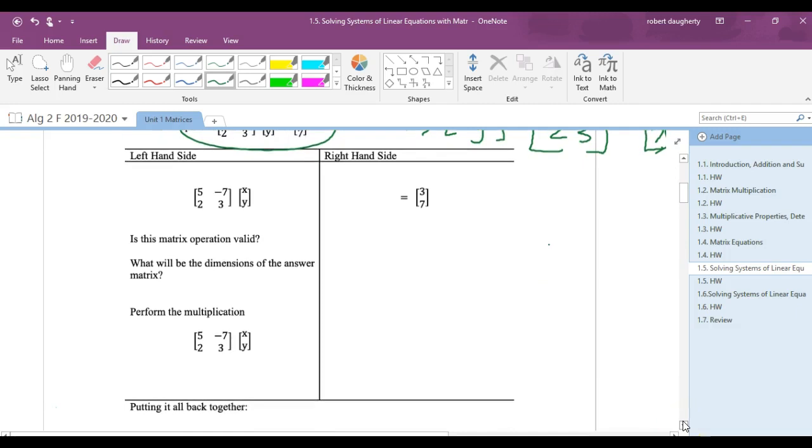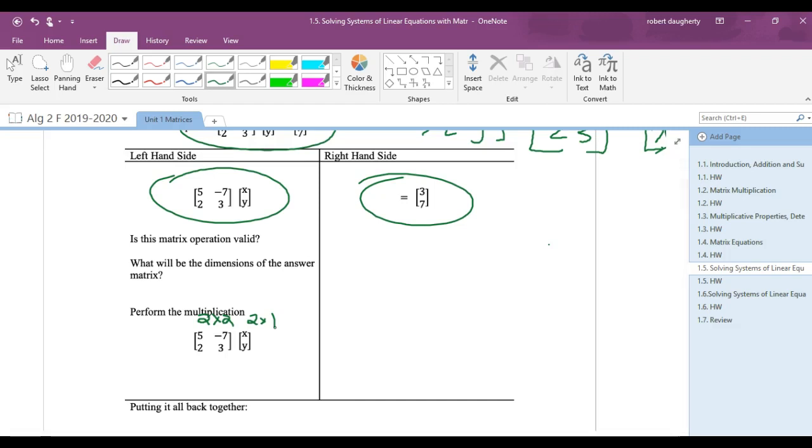Let's look at right here. This is the left side of that equation. Here's the right side of that equation. Let's multiply this out. So this is a what, 2 by 2 matrix? What's the next matrix you see? A 2 by 1? So I can multiply those and I will get what? A 2 by 1 matrix.